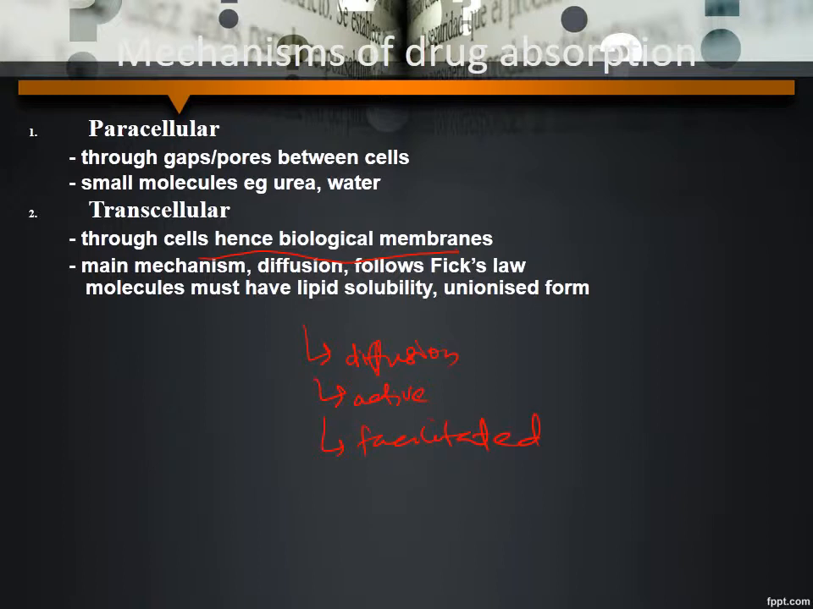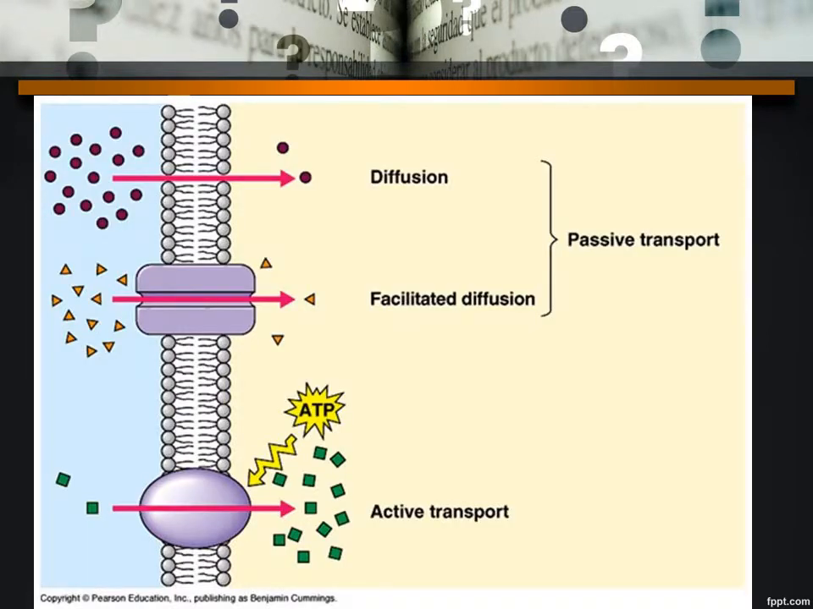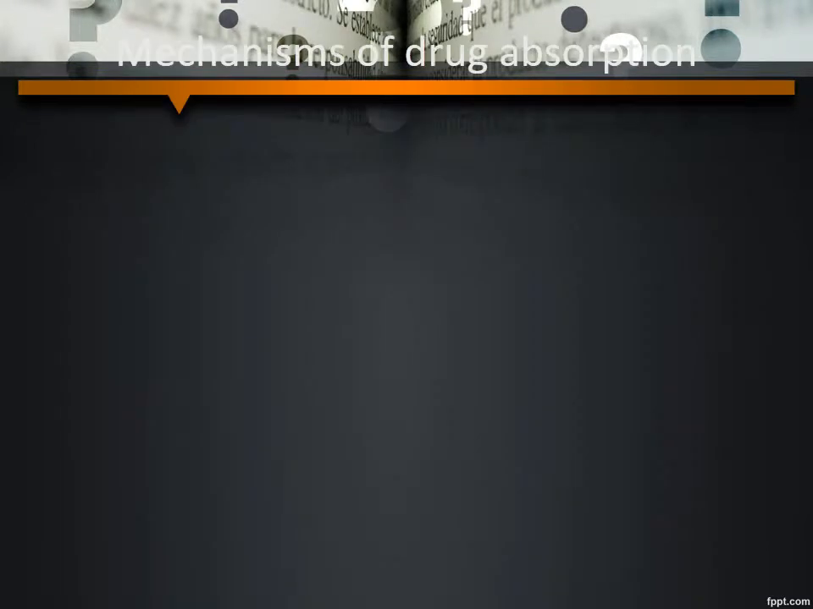So here is the schematic of the mechanism of drug absorption, transmembrane. Transcellular, which includes passive diffusion, facilitated diffusion, and active transport.